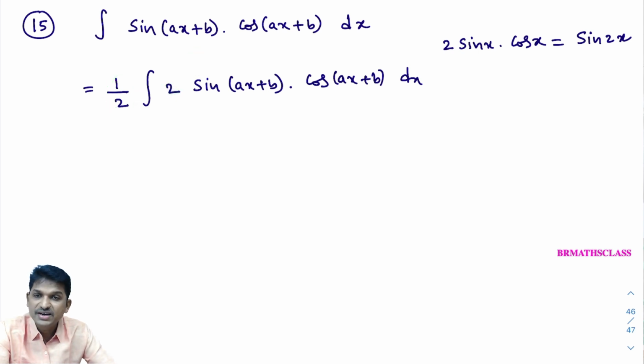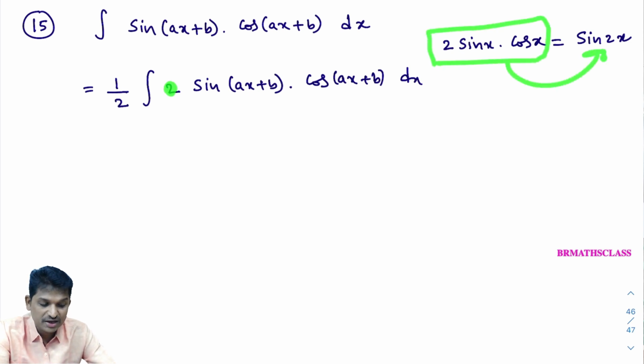Why did I write 2 here? Just to get into this form. The 2 sin x cos x formula is sin 2x. To write into that form, I just wrote 2 here, in the numerator and denominator.